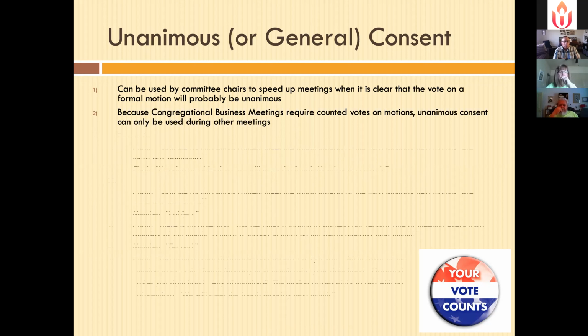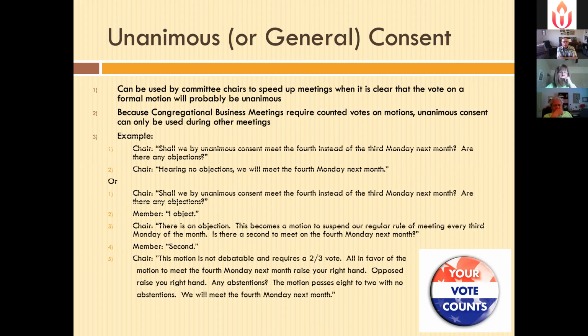Now here's an example of how this might work. Right now for a committee meeting, the chair would say, shall we by unanimous consent meet the 4th instead of the 3rd Monday next month? This committee has a standing rule of meeting the 3rd Monday. This is leadership development. It's my own committee.